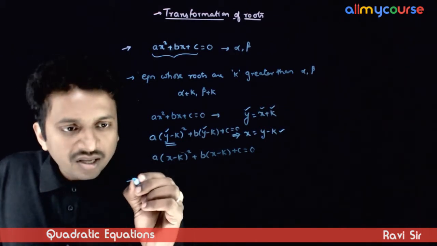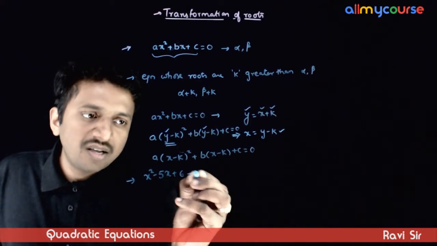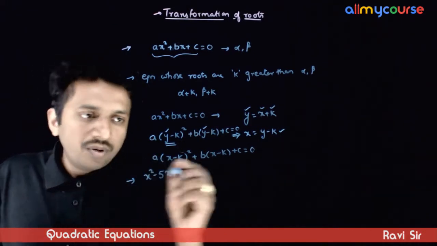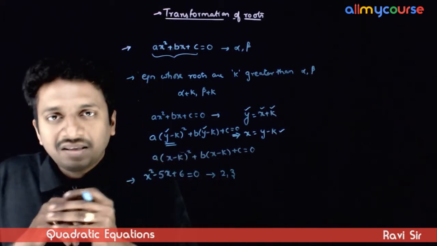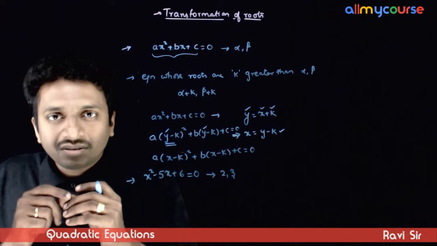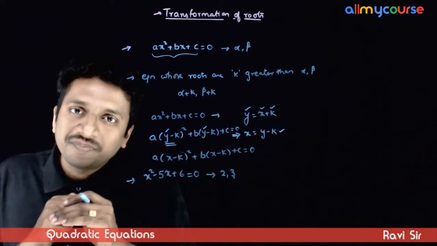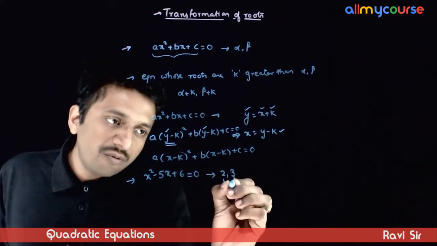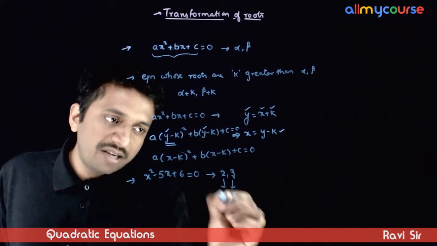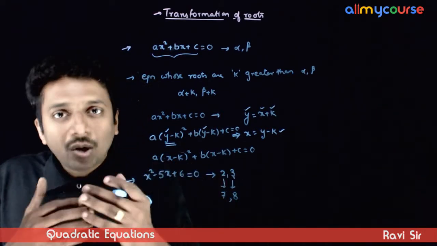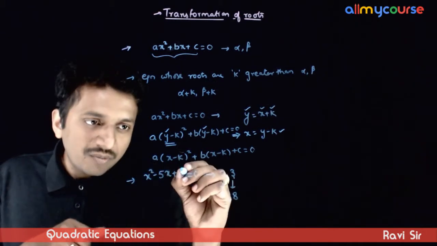For example, if you have a quadratic equation x square minus 5x plus 6 is equal to 0, we know that the roots of this equation are 2 and 3. Now if I want an equation whose roots are 5 greater than the roots of this equation, that means effectively I want an equation whose roots are 2 plus 5, that is 7, and 3 plus 5, 8. So how do I get this equation directly from this equation?